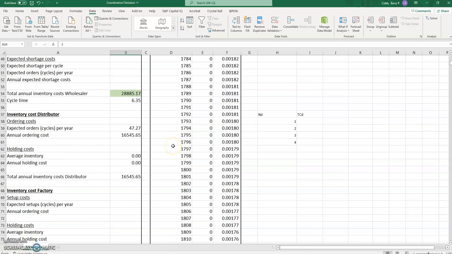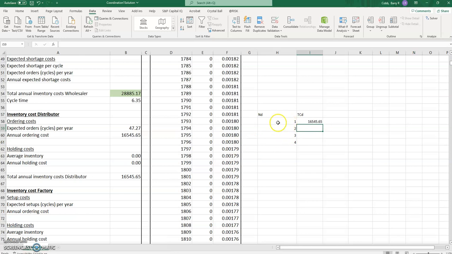One important thing we notice when we enter 1 is there's no holding cost at the distributor. It just receives units from the factory and just passes them directly on to the wholesaler. And this is a nice solution in a lot of ways in terms of the bullwhip effect, because we don't hold any inventory. So we see the total cost in that case is 16,545.65.